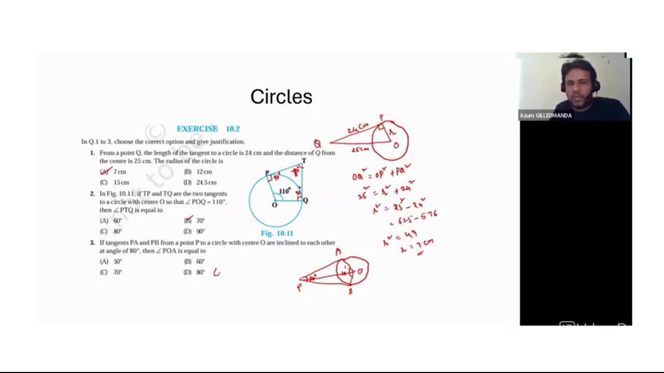So angle POA is also equal to angle POB, which is 100 by 2, half of the angle. So that means 50 degrees. You understood? The total angle is 100 because if this is 80, that angle is 100, but only half of the angle is asked. So it is 50 degrees. Okay, so these type of problems can be asked. Next.